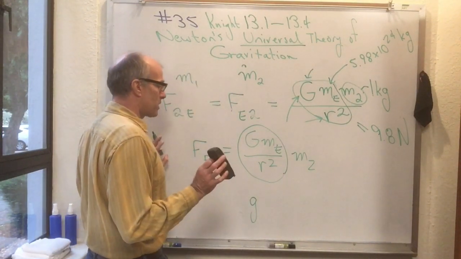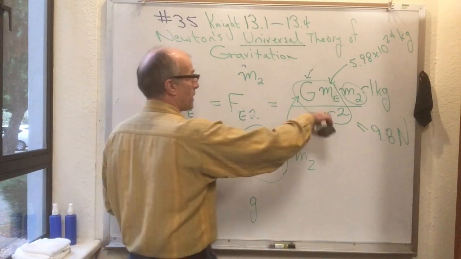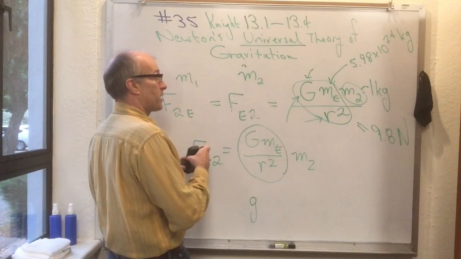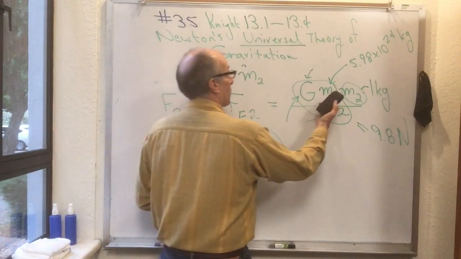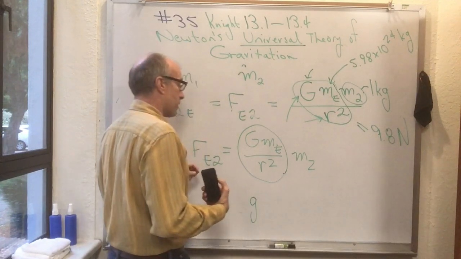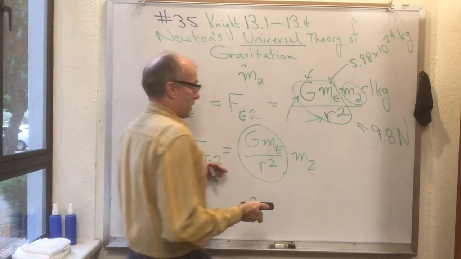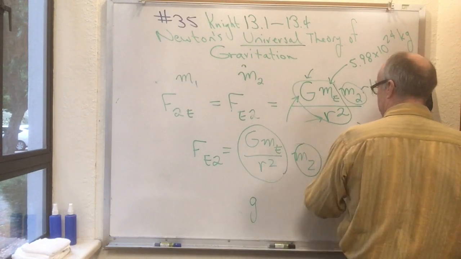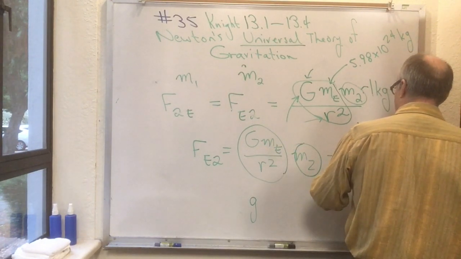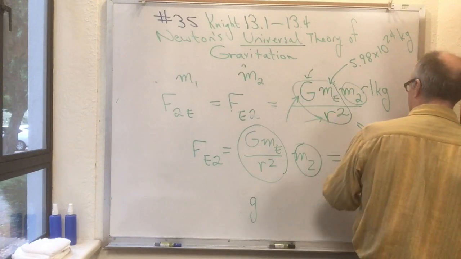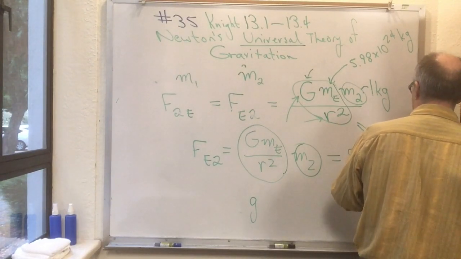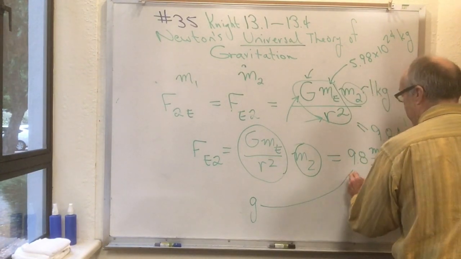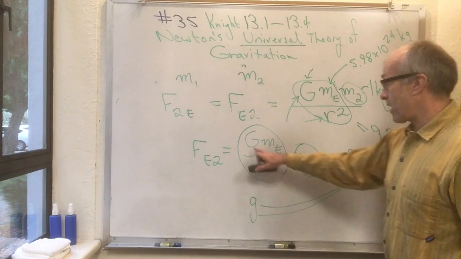Okay, so it's not a coincidence whatsoever that we got 9.8 newtons for Newton's universal law of gravitation applied to the Earth and an object of 1 kilogram, because that is where all that came from. The coefficient of M2 is 9.8, when you multiply all those things together, meters per second squared times M2. And that is the thing we decided for convenience to call that entire combination little g.